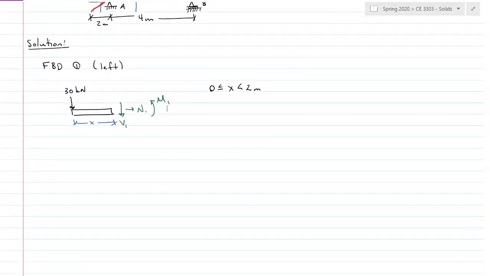All right. Again, I don't care about the shear equation. I'm just going to go straight to moment, because moment is what I integrate to get to slope and deflection. So sum of moments about the cut or the section is 0. 0 is equal to 30 times X plus M1. So M1 is equal to negative 30X.